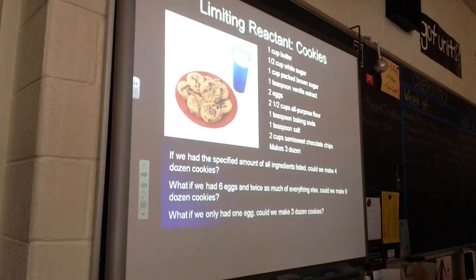Remember, the ingredients in a recipe are like reactants. If we have an equation, we have the left side, which is the reactants, and the right side, which is the products. Anything over here that determines, that limits how much of a product we can get, that thing is called a limiting reactant.